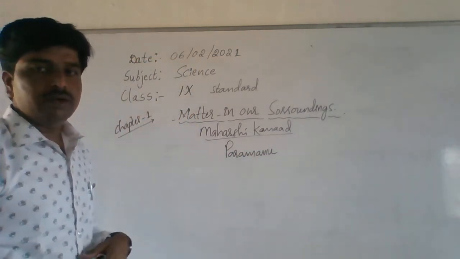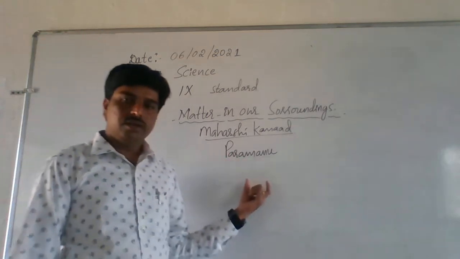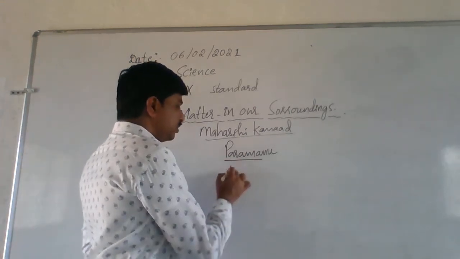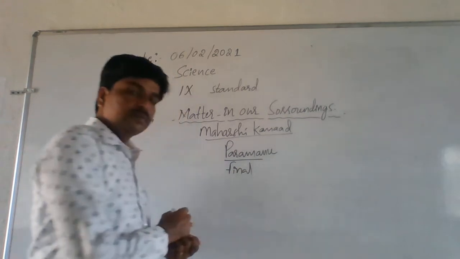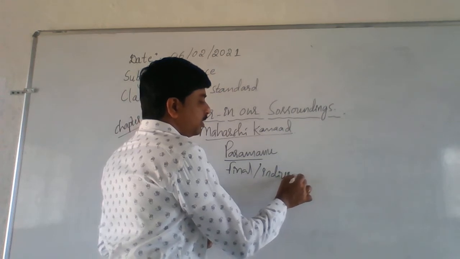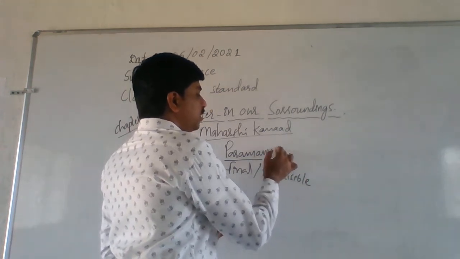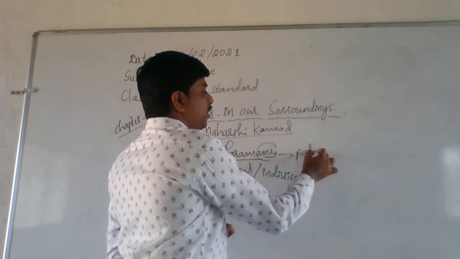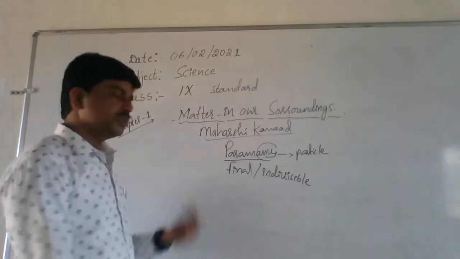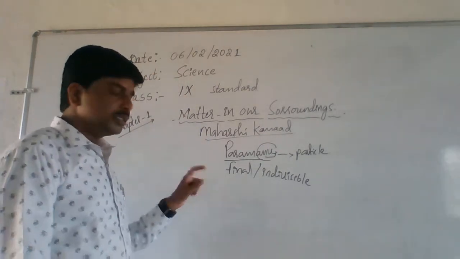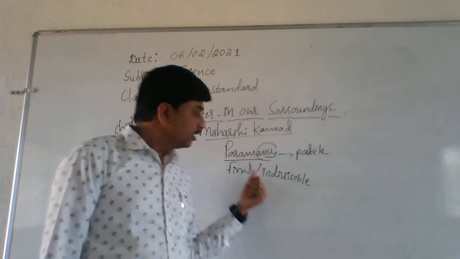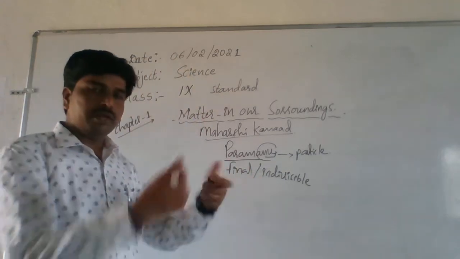That we call simply now a particle, but he used the word paramanu. It's a Sanskrit word. Parama means final or indivisible in English. Anu means particle. So even Maharshi Kanada in those days already told that matter is made up of paramanu. Its word meaning is final or indivisible. It cannot be divided again.